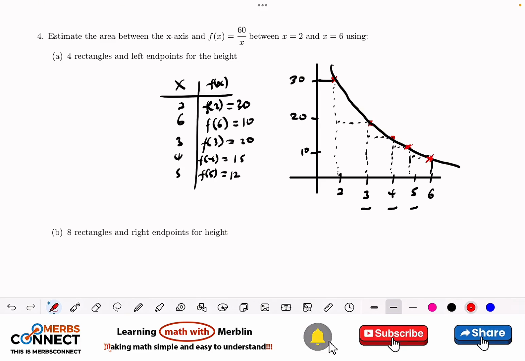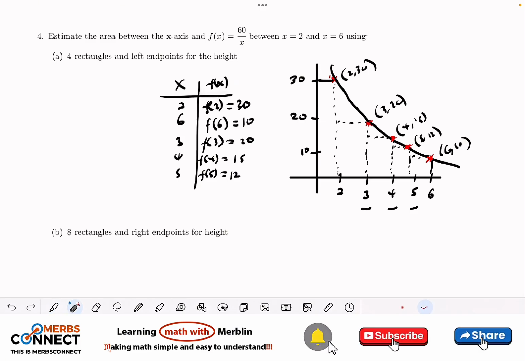Let me just bring my points again. This point is when we have 2 and 30. This point is 3 and 20. This point is 4 and 15. This point is 5 and 12. And this is 6 and 10. Right. So now we are done with the graph, but the question is we should find the left-ended.